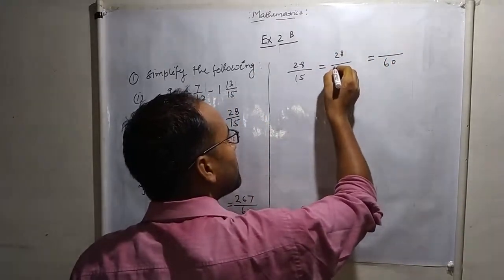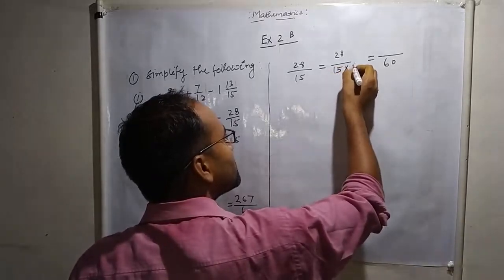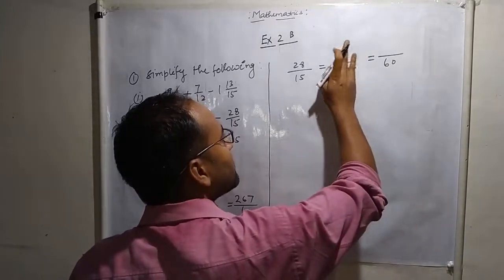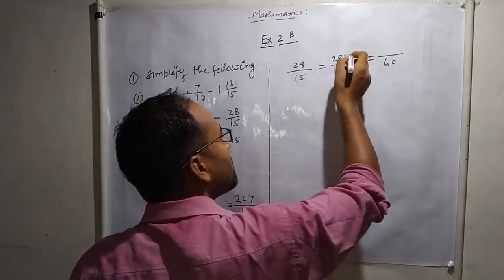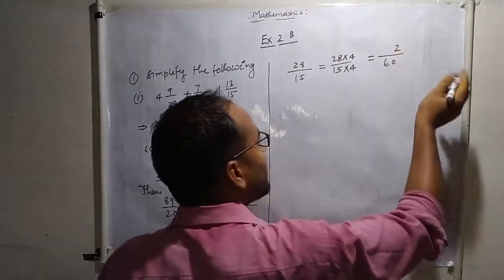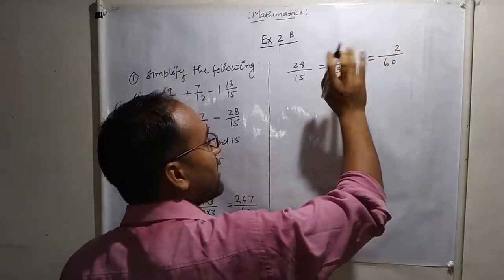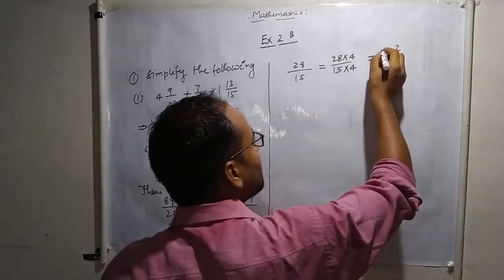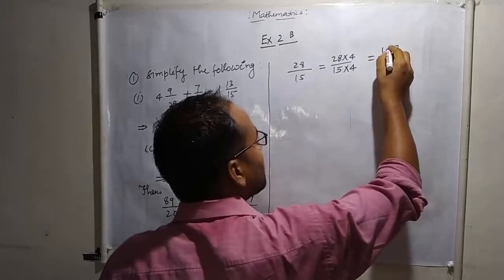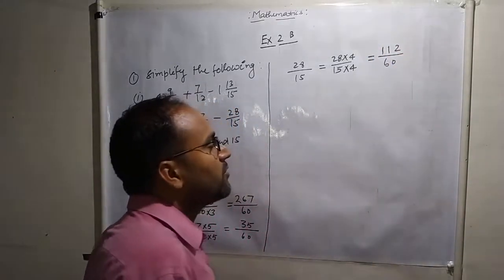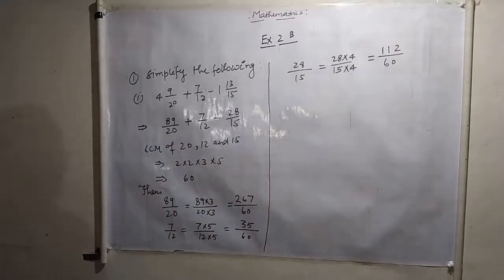28 upon 15. 15 4s are 60. So 28 is also going to be multiplied by 4. 4 8s are 32, 2 carry. 2 is there. Sorry, 4 2s are 8 and 3, 11. 112 upon 60, students.